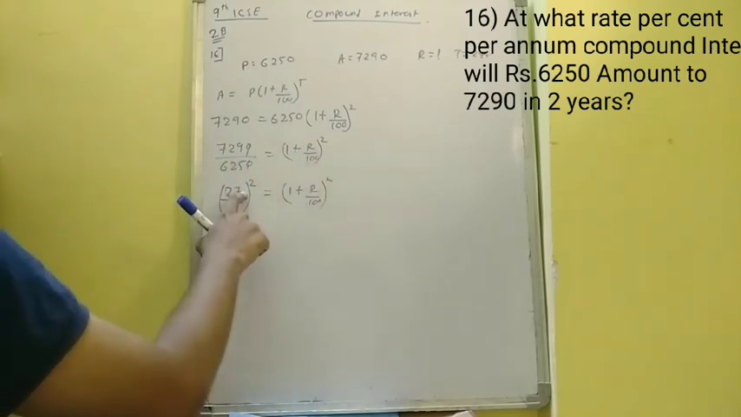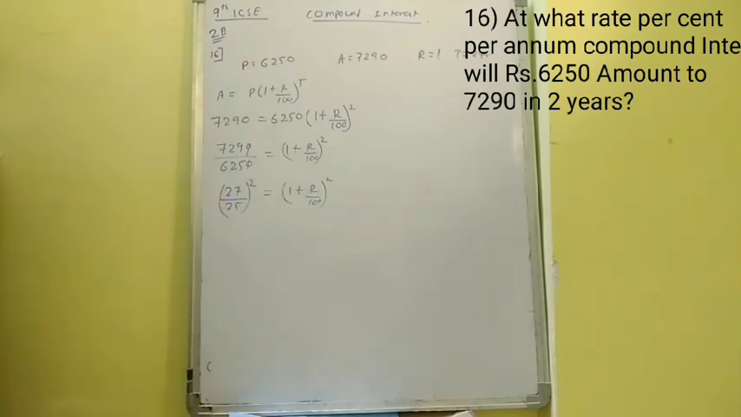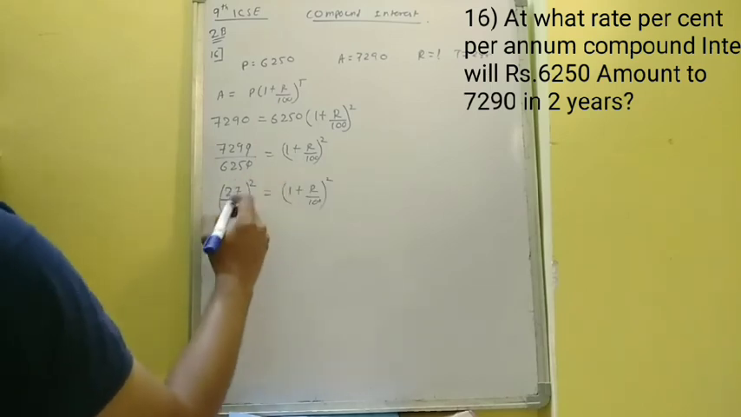729 is the square of 27. 625 is the square of 25. Now, as both have squares, taking the square root.